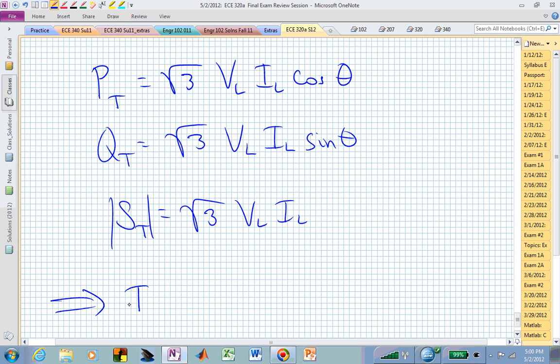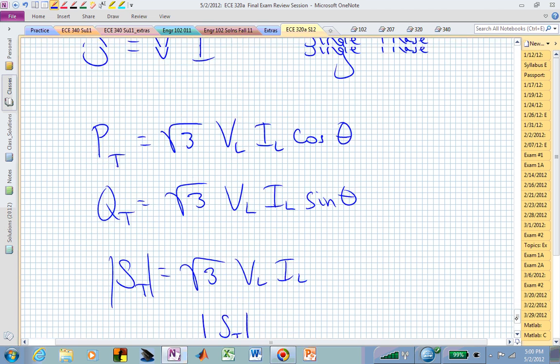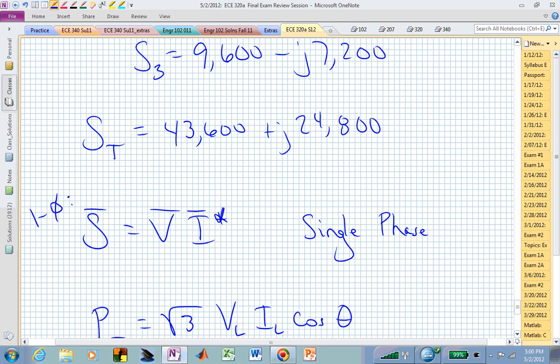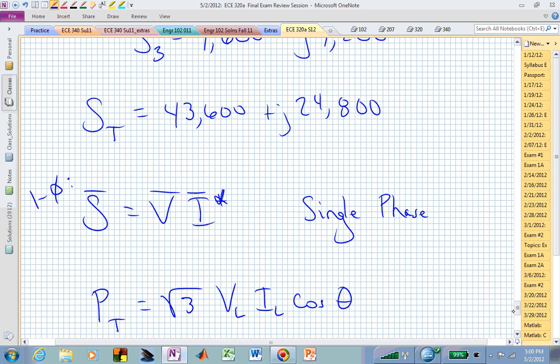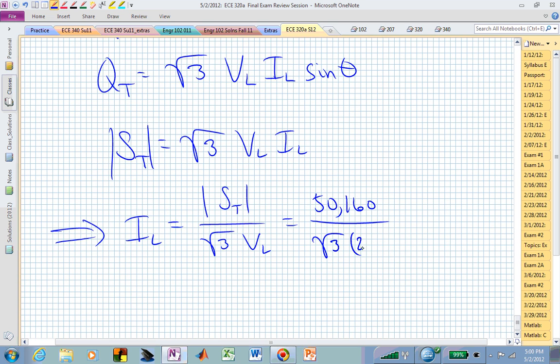But in this case, I can now find my I line. It's now the S total over the square root of 3 V line. And this S total is, I hope if these numbers are correct, the magnitude of that complex number, 43.6 plus J 24.8, divided by the square root of 3, and then this was 208, so that we end up with our line current magnitude being 139.23 amps. So you don't want to be close to that. And hopefully no one was close to that when power was lost here on campus. If any current like that is flowing, that's not good.